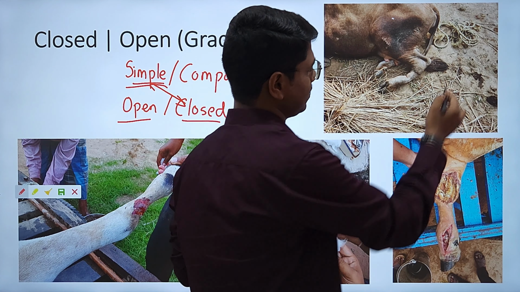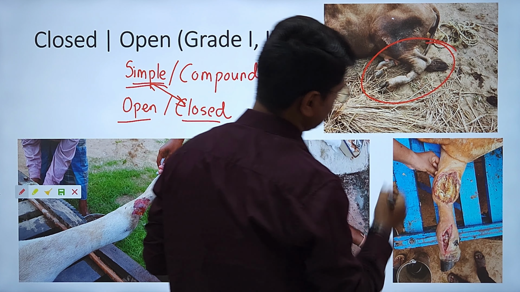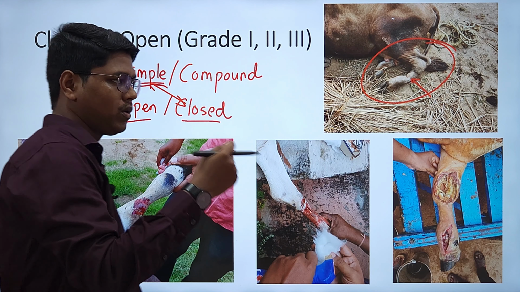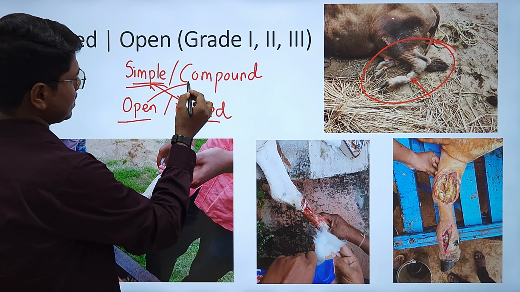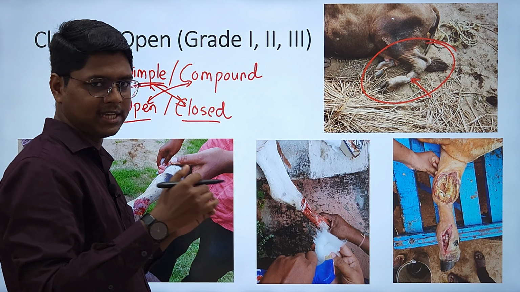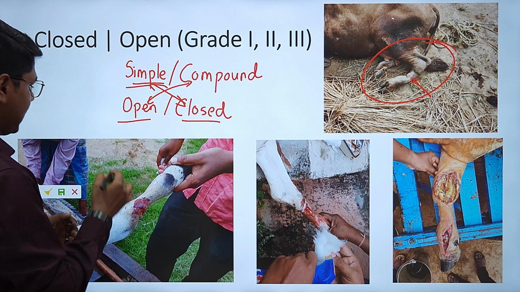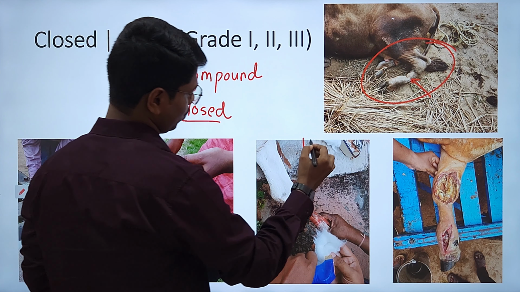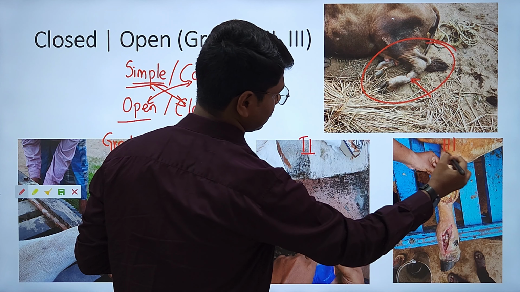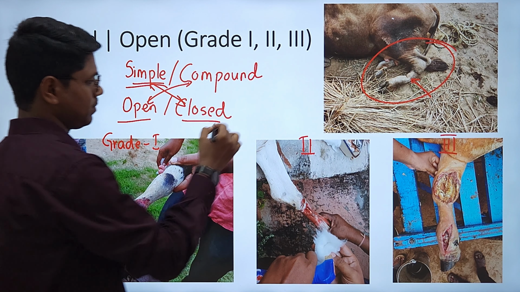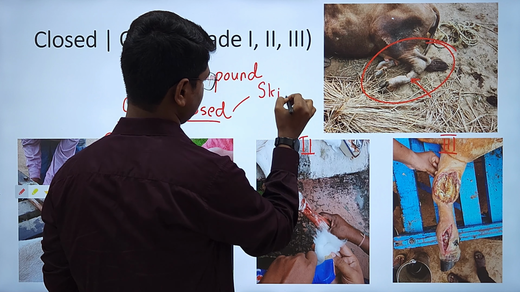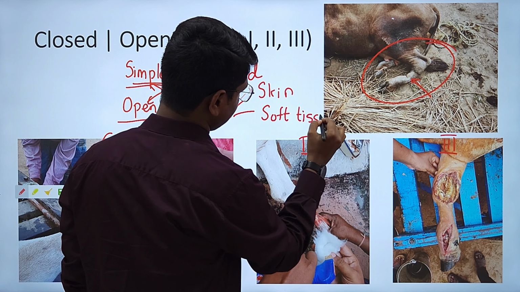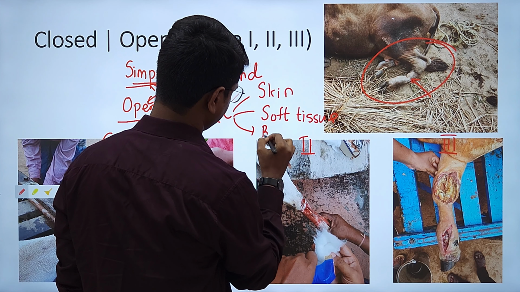Like this fracture here, you see this is a fracture of the metatarsal. Here the metatarsal bone is fractured, but there is no skin breach, so it is a simple or closed fracture. In an open or compound fracture, there is some skin breach. It is also further classified as grade 1, grade 2 and grade 3. They are classified on the basis of damage to the skin, damage to the soft tissue and damage to the bone.